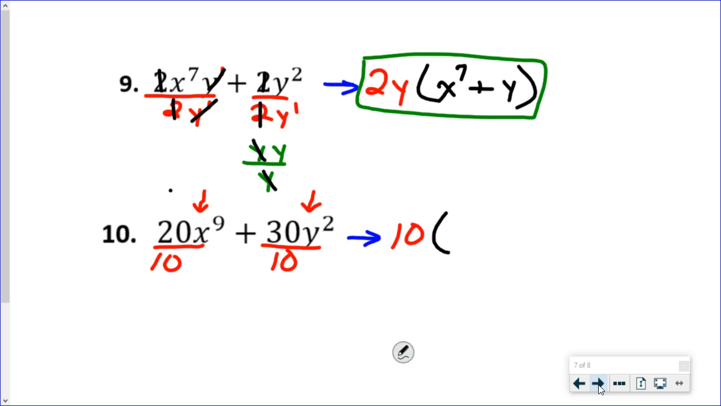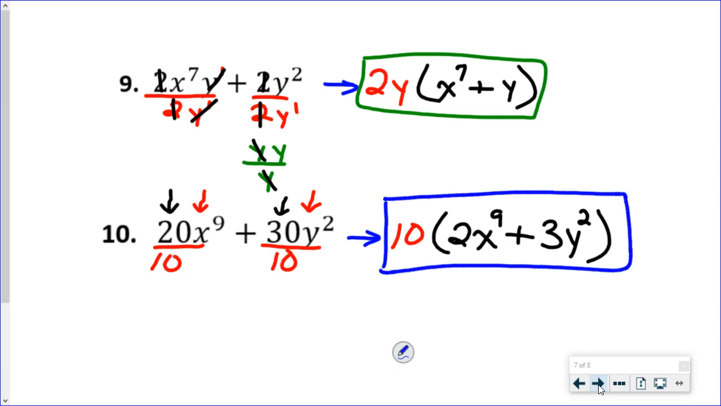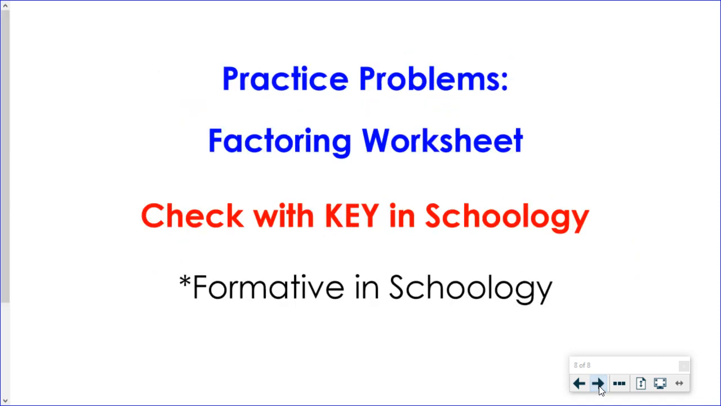So the first term, 20 over 10, becomes 2. I still have x to the 9th, plus the biggest thing divided out becomes now a 3, and that's y to the 2nd. So again, because I don't have x's and y's, like in number 9, I had y's in both terms, I don't have x's and y's or either or in both terms, so I can't take out any variables at all. Okay, so that takes care of the worksheet.